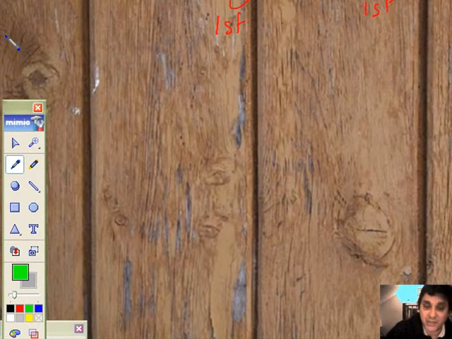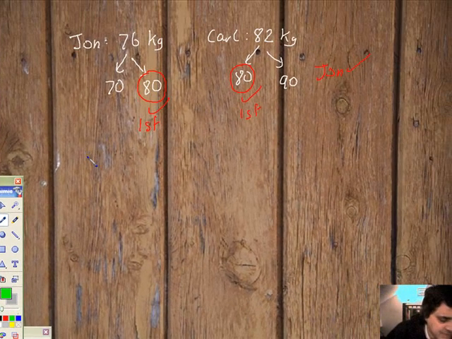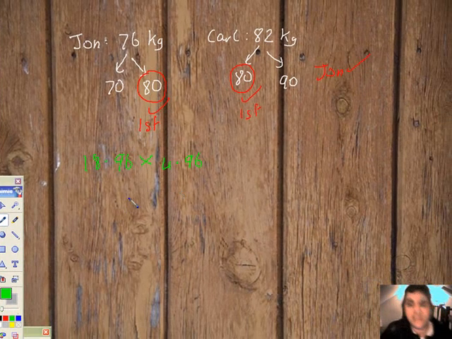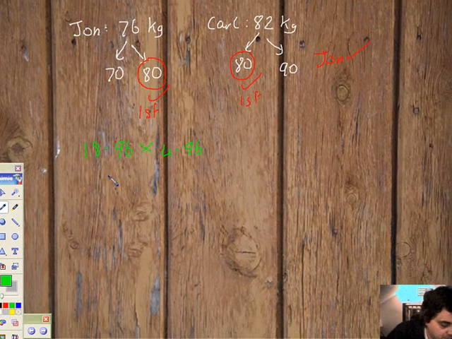Question 7 I also like quite a lot. I just like the punchline really. It says estimate the value of 18.96 multiplied by 4.96. Now we're to estimate it. The hint is we use one significant figure. Doesn't even say that in the question, but we can do it anyway.